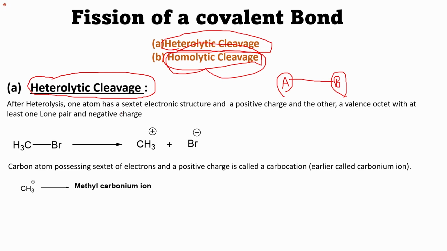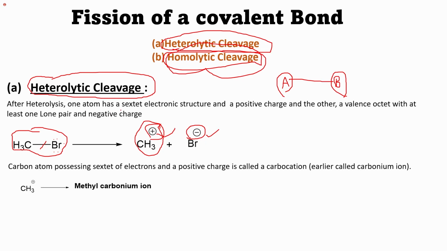What is heterolytic cleavage? Let's take an example of CH3Br. One CH3 is there, one bromine atom is there. Bromine has 7 electrons, 6 of them in lone pairs and one electron, and CH3 has one electron; these share to form the covalent bond. Now we want to break this bond. If one atom contains the positive charge and the other atom contains the negative charge, then we can say this is heterolytic cleavage. After heterolysis of a covalent bond, one atom contains a positive charge and another atom contains a negative charge.